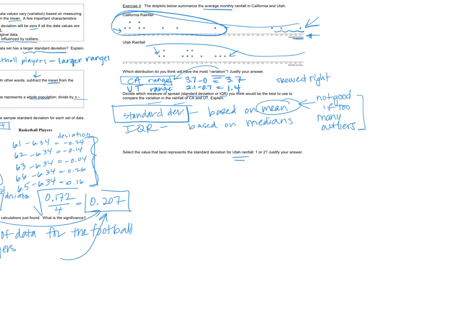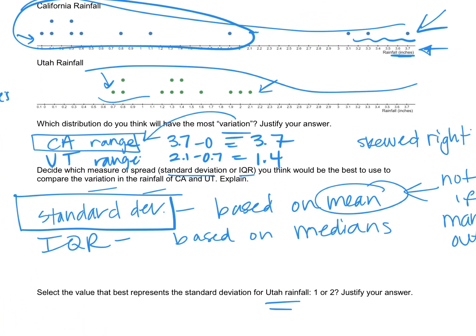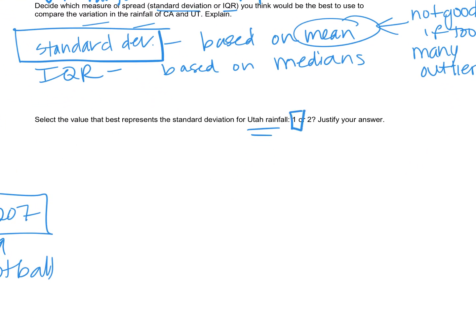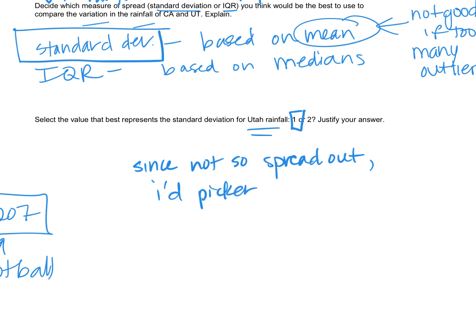Next, it says to select the value that best represents the standard deviation for Utah rainfall. Since that data is still kind of spread out, it's got a decent spread. But I'd say that it would be closer to a 1 because it's not as spread out as California. So I'd say it would be a little bit smaller of a number since it's not so spread out. That's why I'd pick the littler number. And if it had asked the same question, but with California, I'd probably pick the 2 because it was more spread out.